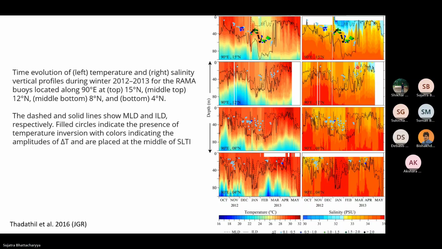One more thing is clearly visible in the salinity stratification here. As you go slowly and slowly towards the north, the salinity stratification also increases, which brings me back to the point that strong salinity stratification favors a stronger inversion layer, and deeper and stronger inversions.